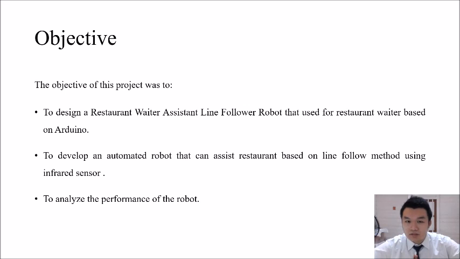In my project, I have set 3 objectives. The first one is to design a restaurant waiter assistant line follower robot used for restaurant waiters based on Arduino. The second one is to develop an automated robot that can assist the restaurant based on the line follow method using an infrared sensor. The last one is to analyze the performance of the robot during the applications.